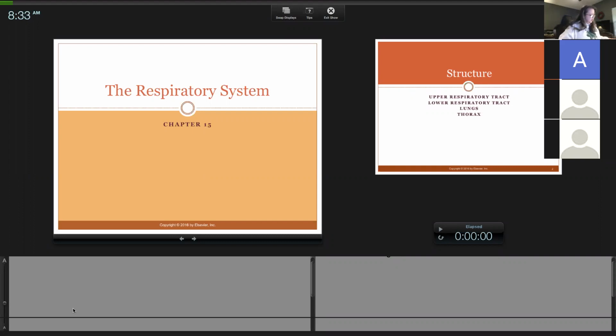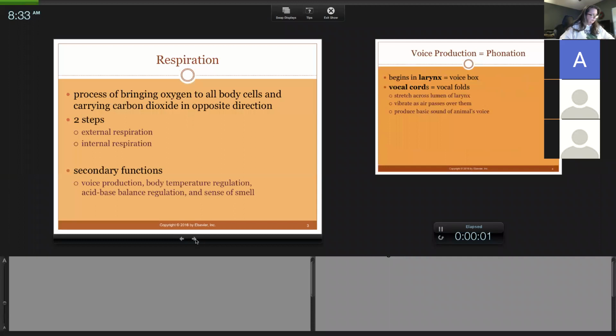Okay, so the definition of respiration, our basic review, is the process of bringing oxygen to all cells in the body. So it's not just inhaling air. You have to bring all of that to the cells and provide carbon dioxide a way to leave in the opposite direction, because carbon dioxide is a byproduct of cellular metabolism, and it's a toxic metabolite. If you don't get rid of CO2, the animal is going to get very, very sick as CO2 builds up.